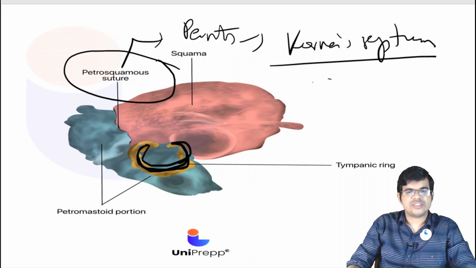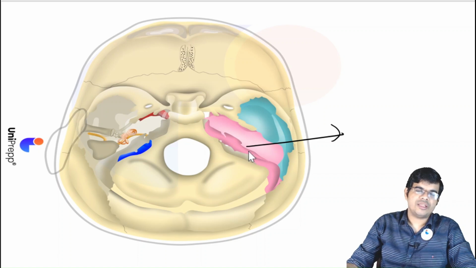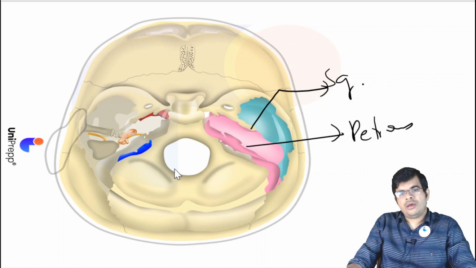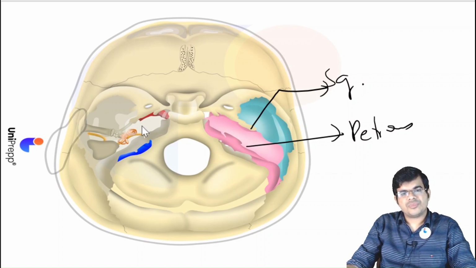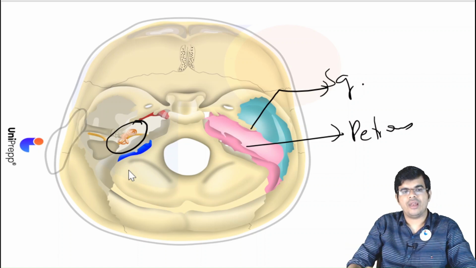And where is this mastoid seen? The mastoid has a squamous part and a petrous part. The mastoid is seen within the petrous and the squamous part of the temporal bone. This colored area is the squamous part and this colored area is the petrous part. Here you can see the inner ear seen within the anterior slant of the petrous temporal bone, and on the posterior slant you have the internal auditory canal.